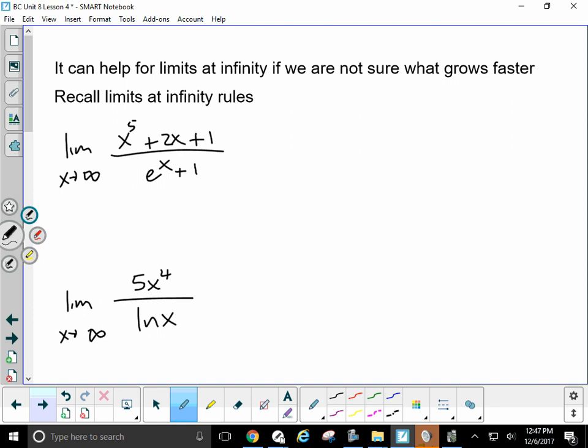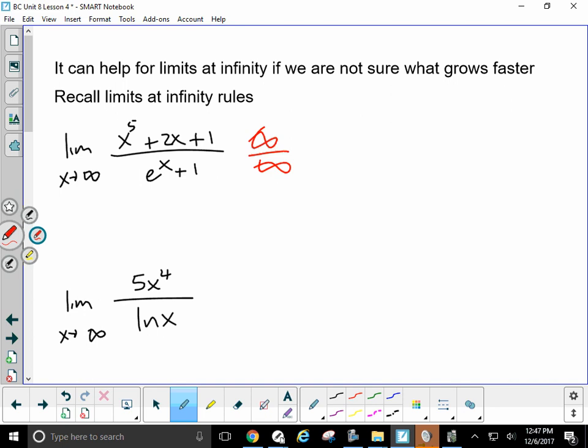Now, this could help us for limits at infinity. L'Hopital's rule works for infinity over infinity. If I plugged in infinity, I get infinity over infinity. But we know that's not necessarily infinity. It could be infinity, it could be 0, it could be a number.